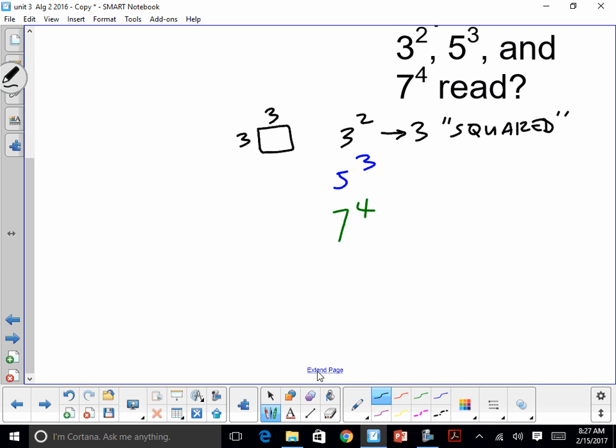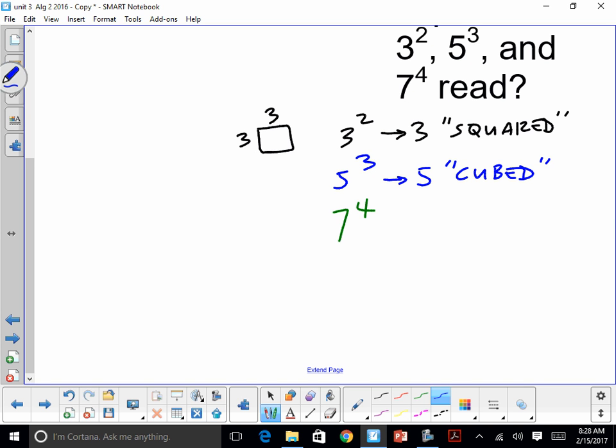5 what? 5 cubed. There is a reason that we say cube. Anybody know why you might say cube? Okay, I've heard it before. Before I say it, this is your chance. You already know it. It's not me giving it to you.